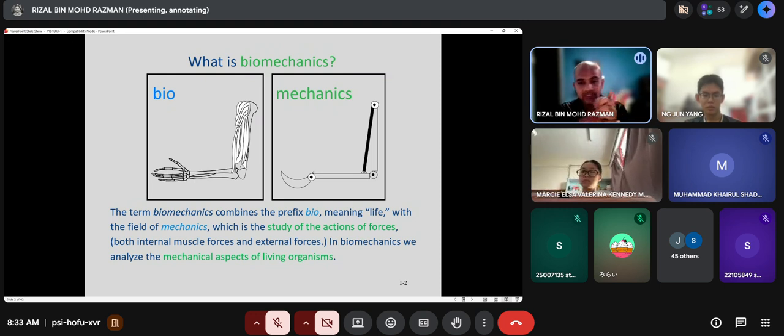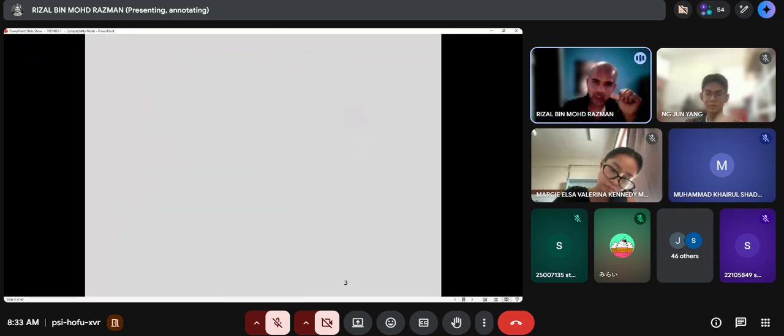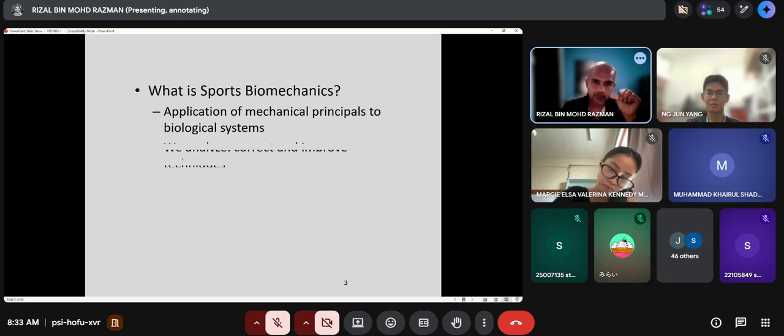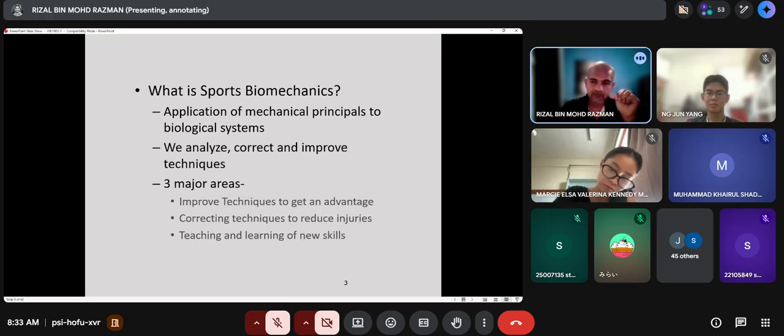with the field of mechanics, which is the study of action of forces, both internal and external. In biomechanics, we analyze mechanical aspects of living organisms. So, if you want to put it into the applied perspective, you can say it is trying to apply mechanical principles onto biological systems. Now, the key word here is trying to apply. It is not as straightforward as the name suggests.